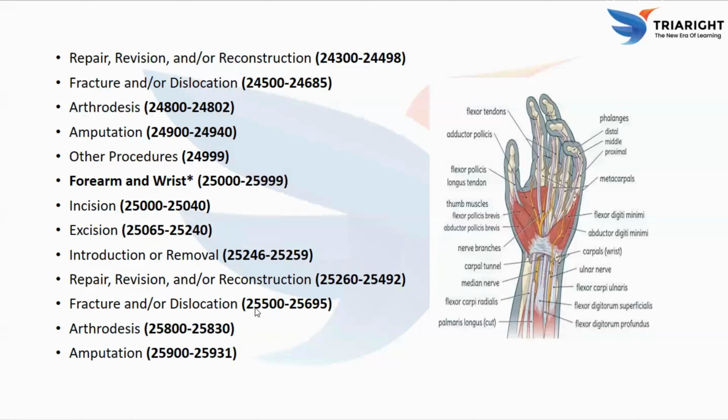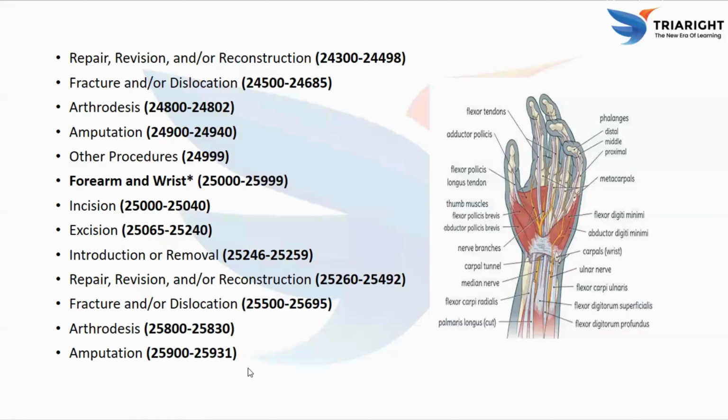Fracture and/or dislocation. Code ranges are 25,500 to 25,695. So fracture and/or dislocation codes involve the treatment of forearm fractures. Wrist fractures are very common in this forearm and wrist section. So for example, distal radius fracture repair. And amputation, arthrodesis. So arthrodesis is fusion of the wrist joints. This is used in severe arthritis or trauma. Amputation, partial or complete removal of the forearm or hand.